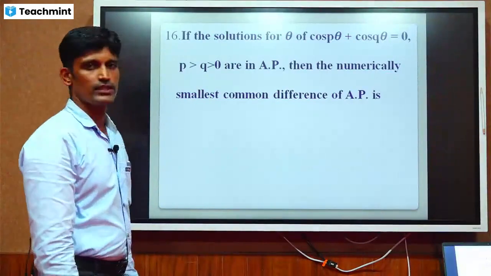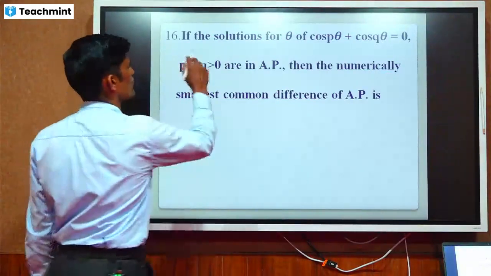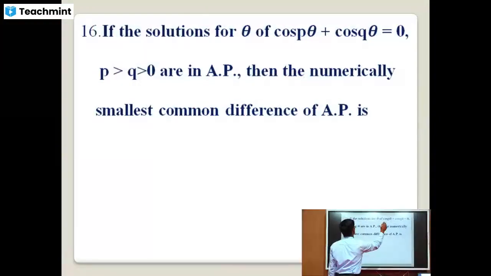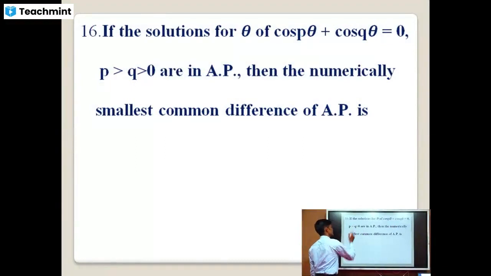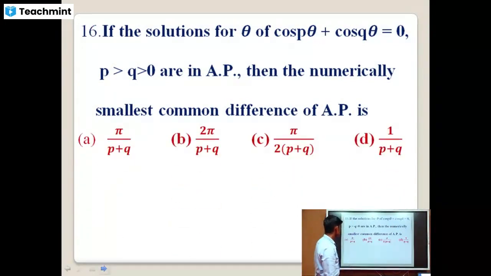Next, 16th question. If the solutions for theta of cos p theta plus cos q theta equal to 0, where p is greater than q greater than 0, are in AP, then the numerically smallest common difference of AP is. These are the options. You know cos p theta plus cos q theta is equal to 0. Then the numerically smallest common difference of AP.